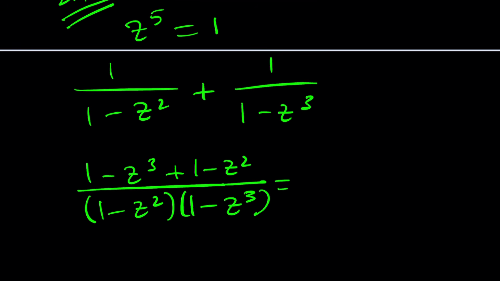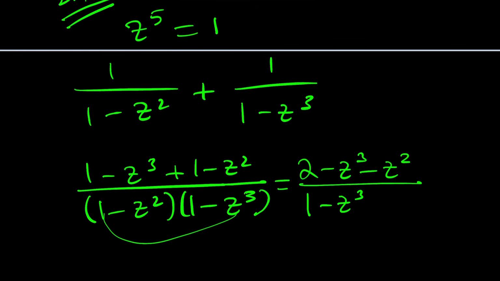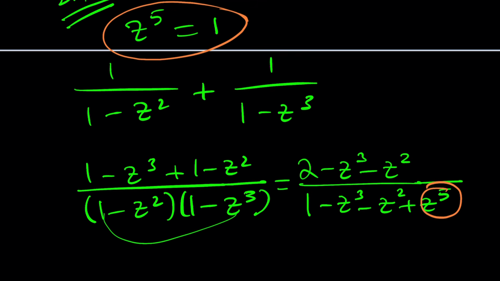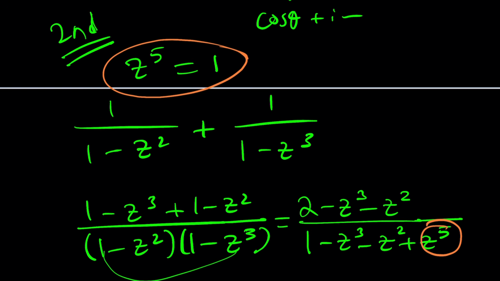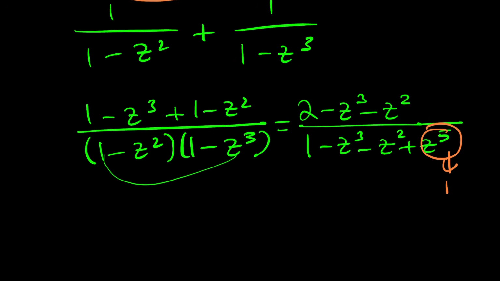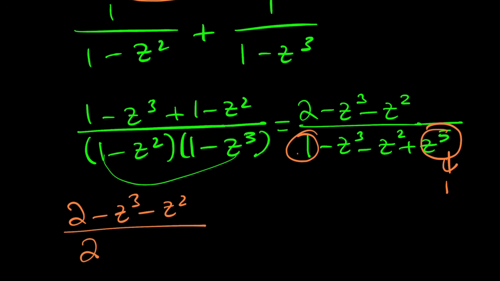Let's simplify this a little bit. 2 minus z cubed minus z squared, divided by, now when you distribute this, it's going to be 1, and then you're going to get minus z cubed minus z squared plus z to the 5th. This is the most critical part, and it's just awesome, amazing. Look at this. Don't we know that z to the 5th power is equal to 1? Yes, we do, right? It's given. So you can replace z to the 5th with 1. We have another 1, so the denominator can be simplified. 1 plus 1 is 2, and then the rest follows.